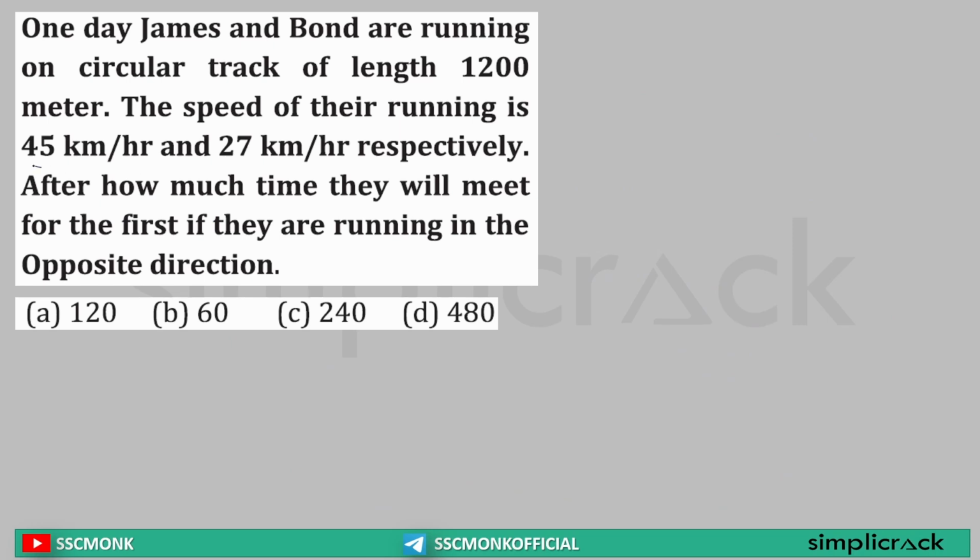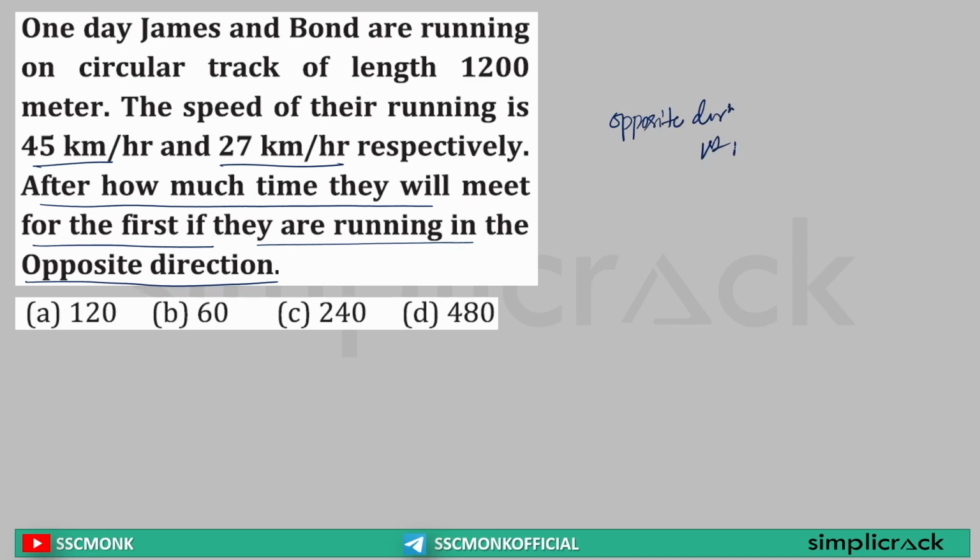Speed of their running is 45 km per hour and 27 km per hour. After how much time will they meet for the first time if they are running in opposite direction? In opposite direction, first meeting is equal to L by speed of A plus speed of B.